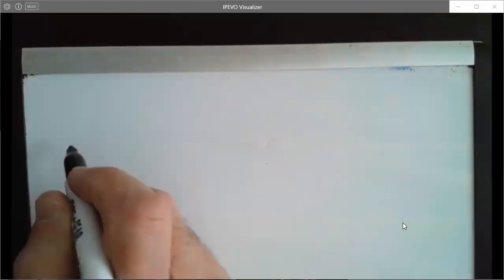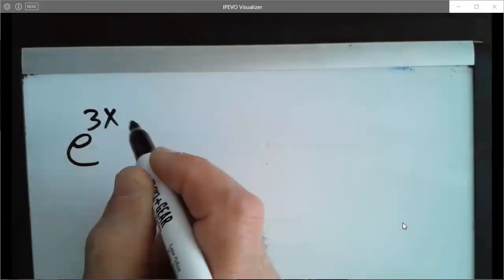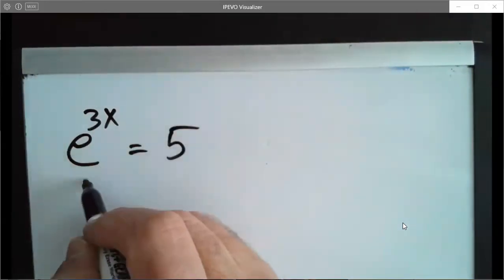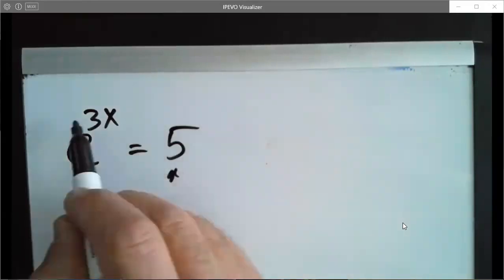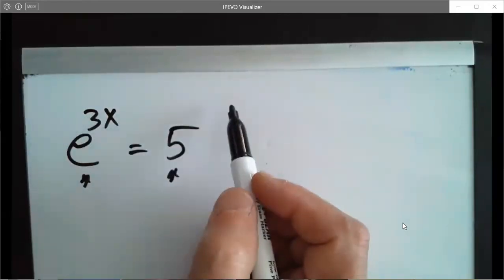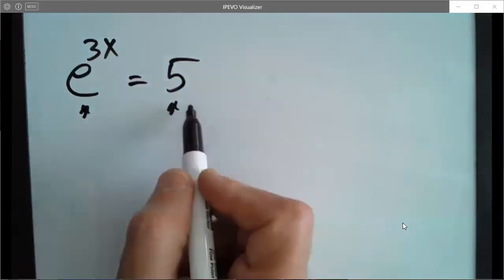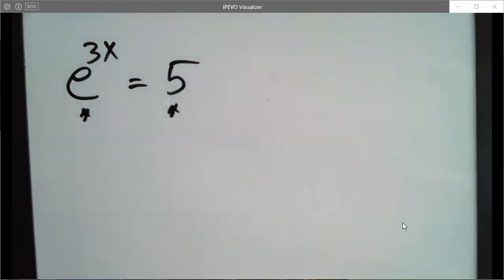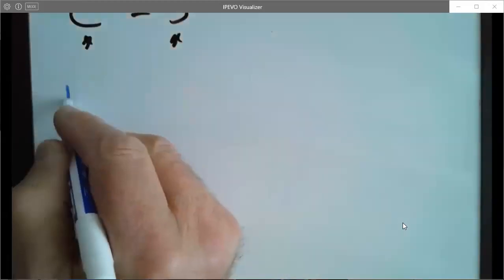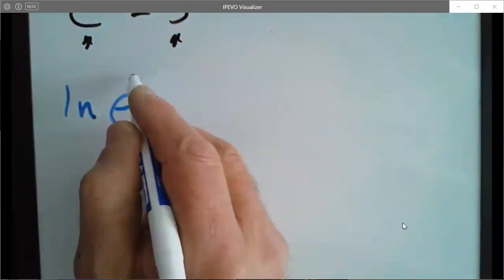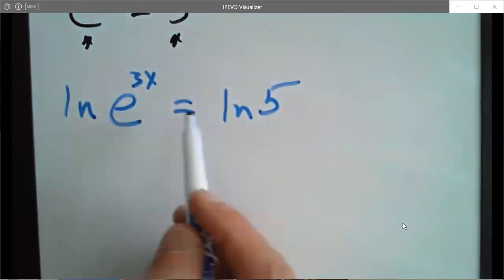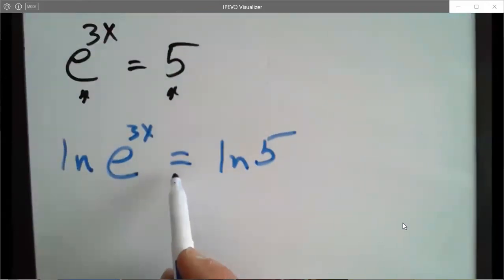here's one. e to the 3x equals 5. These two bases are not the same, so you can't set the exponents equal to each other. So we have to use logarithms, right? We can apply natural log to both sides: natural log e to the 3x equals natural log 5.